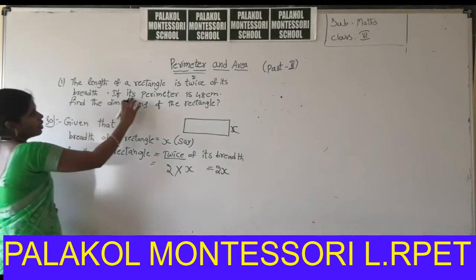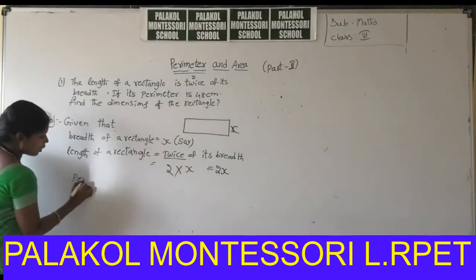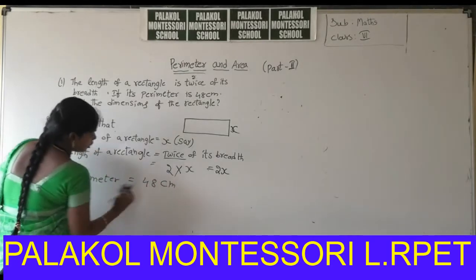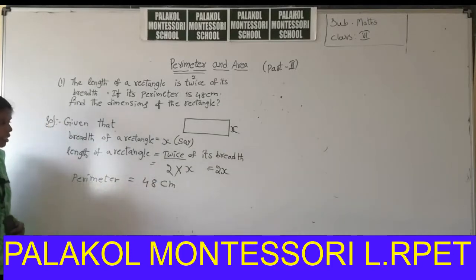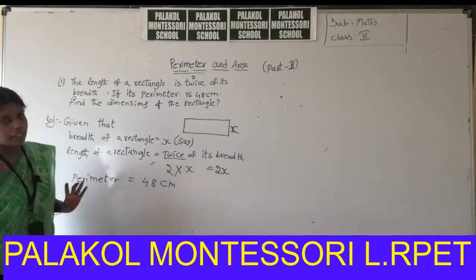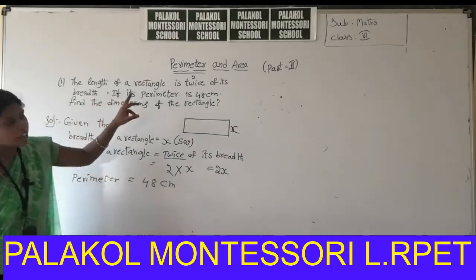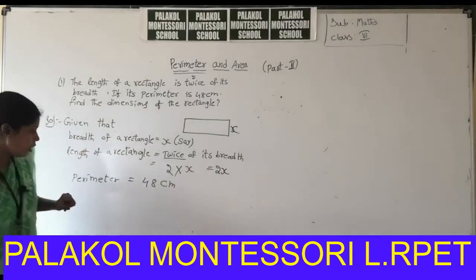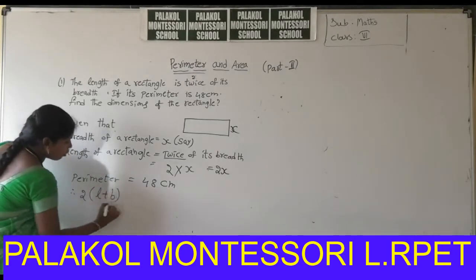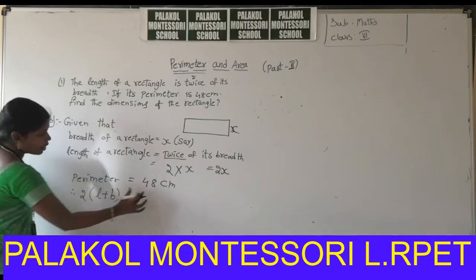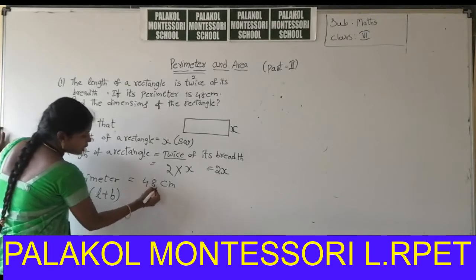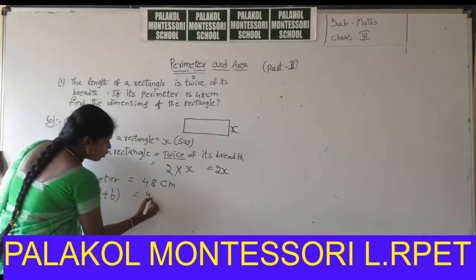Next, the perimeter is also given. The perimeter of the rectangle is 48 centimeters. Using this perimeter, we can find the length and breadth. We already know the perimeter of a rectangle formula, 2 into bracket of L plus B. In the question, the perimeter of the rectangle is 48 centimeters, that is equal to 48.